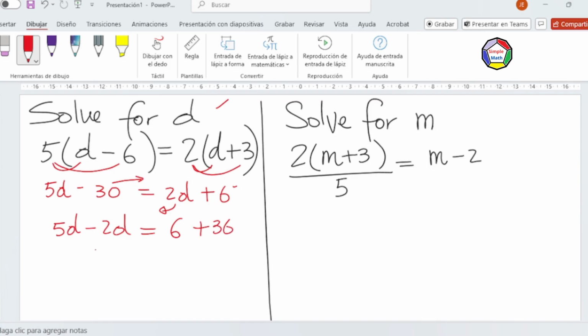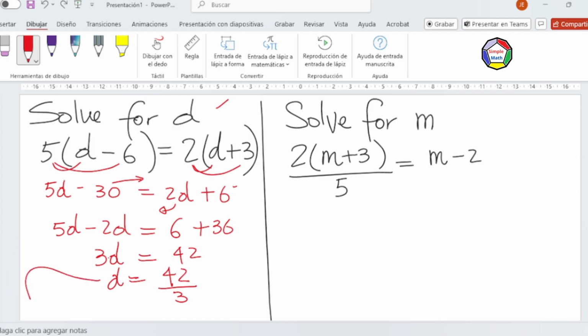So 5D minus 2D is 3D. They are like terms. That is equal to 6 plus 36, which is 42. Yes? Now, the 3 is bothering the variable D. So I will move the 3 to the other side by using the inverse operation. That means D is equal to 42 over 3. That is the inverse operation of this multiplication part. Now, we simplify or divide 42 divided by 3.